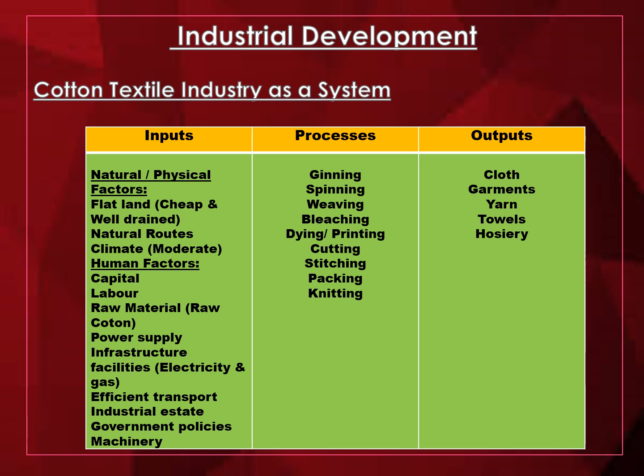Ginning is basically removing the seed from the lint, from that white cotton. When they take out the seed from it, it is called ginning. Then it is put into the spinner so the yarn can be made. After the spinning of it, they use the weaving technique to make the cloth. They bleach the cloth to white color so the dyeing should be perfect, and there would be prints on it. Then the cutting is involved. If it's a garment factory, they would cut it, stitch it, pack it, and sometimes the knitting is also done. Knitting is making embroideries on it, and the outputs would be cloth, garments, yarn, towels and hosiery items.